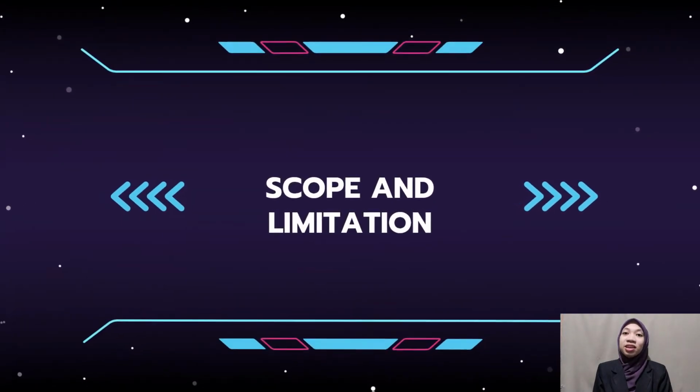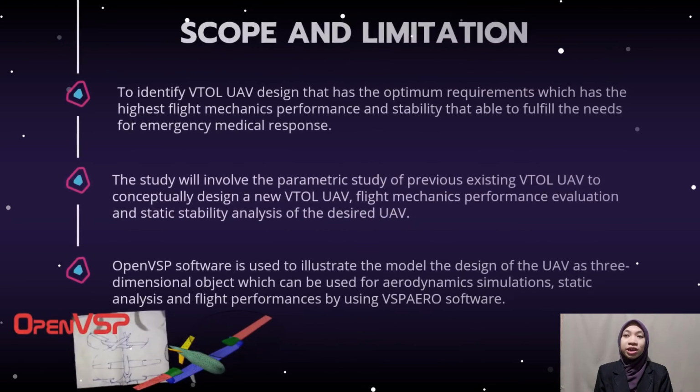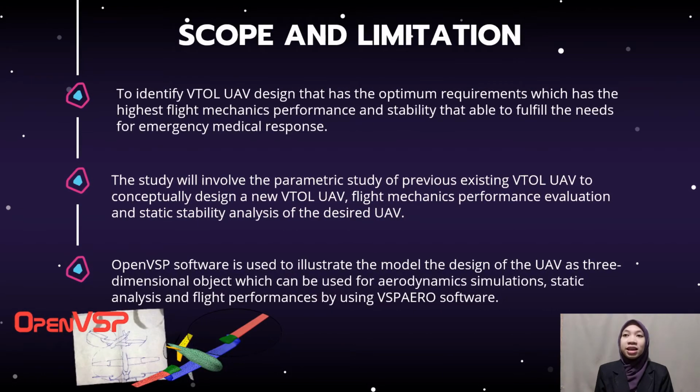The next section is the scope and limitation of the project. My scope of project is to identify the VTOL UAV design that has the optimum requirement, which has the highest flight mechanics performance and stability that is able to fulfill the needs for emergency medical response. This study will involve the parametric study of previous existing VTOL UAVs to conceptually design a new VTOL UAV, flight mechanics performance evaluation, and static stability analysis of the desired UAV.